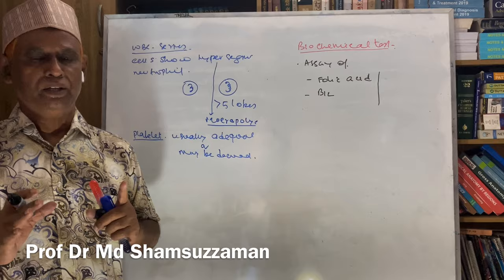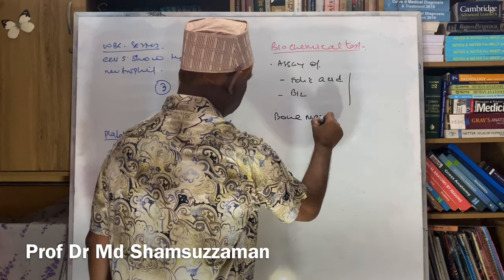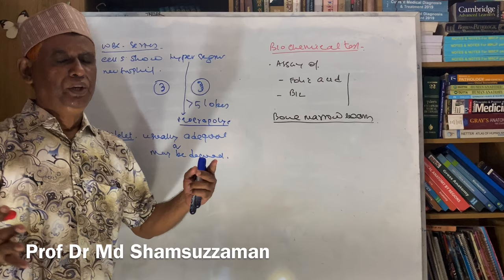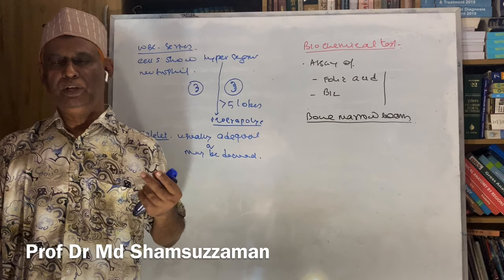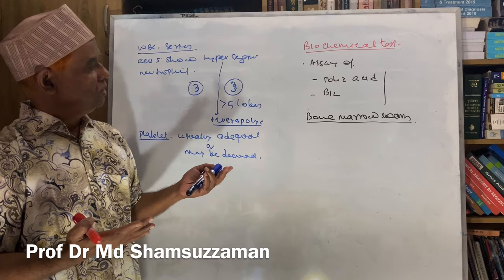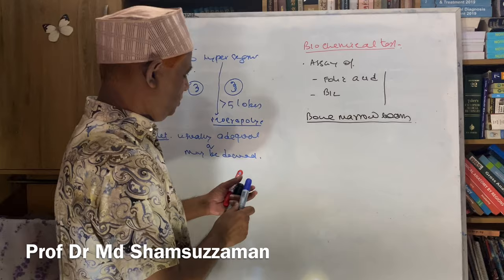Then bone marrow examination. If we do bone marrow in case of megaloblastic anemia, what we will get? Dear audience, in bone marrow we see the cellularity, we see the myeloid erythroid ratio, we see the erythropoiesis, we see the granulopoiesis, we see the megakaryocytes, etc. And what will be the findings of bone marrow in megaloblastic anemia?